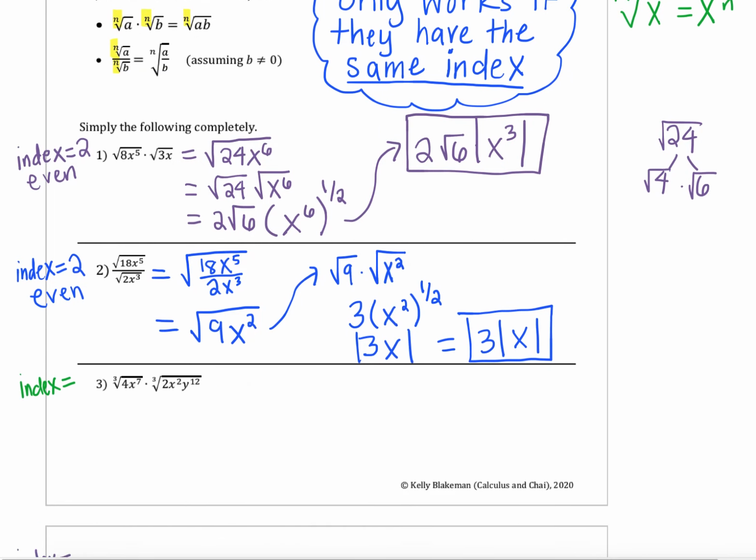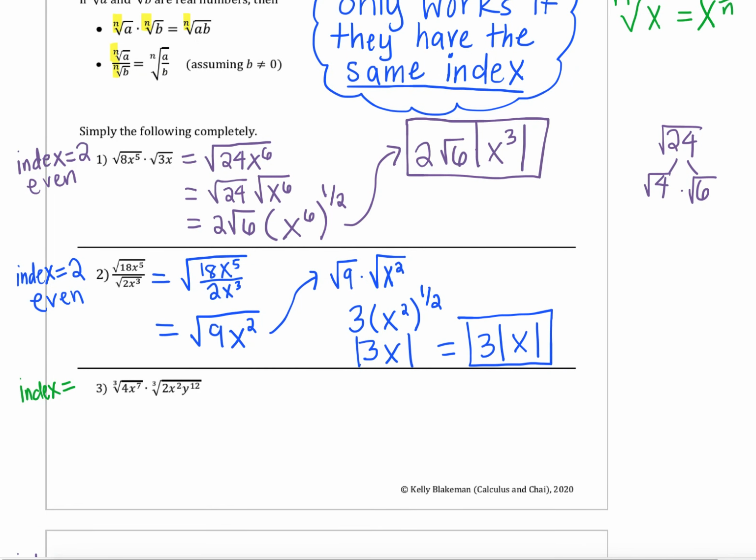Okay, let's look at example 3 here. So in example 3, we have the cube root of 4x to the 7th times the cube root of 2x squared times y to the 12th. Why don't you guys pause the video here and determine what your index is. So for both of these radicals, our index is a 3 since we have cube roots. Because we have the same index though, we can multiply the insides together. So we'll end up with a cube root of this whole product multiplied together.